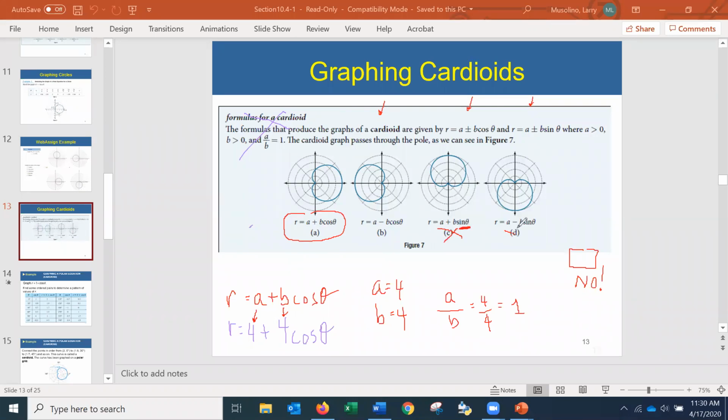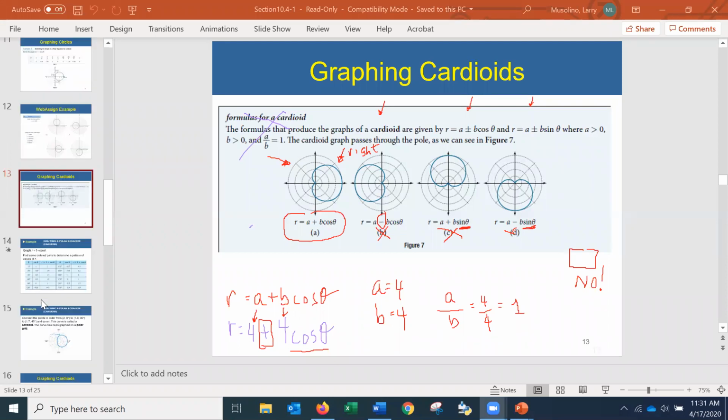Graph D involves sine theta, but our equation involves cosine theta. Also, our equation has a plus sign in the middle. That rules out graph B, because graph B has a minus sign in the middle. So I'm left with the leftmost graph, which means the cardioid is oriented on the right side of the graph paper. That gives me the answer I need.